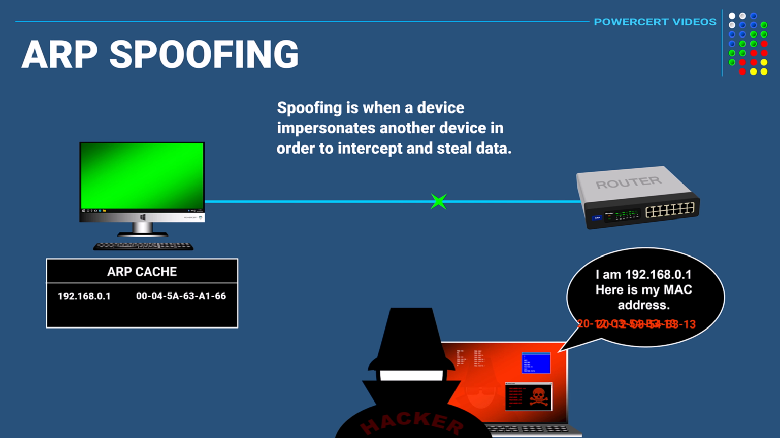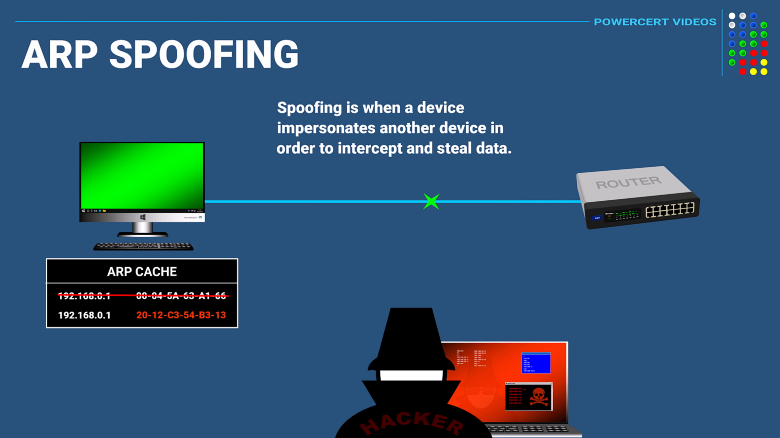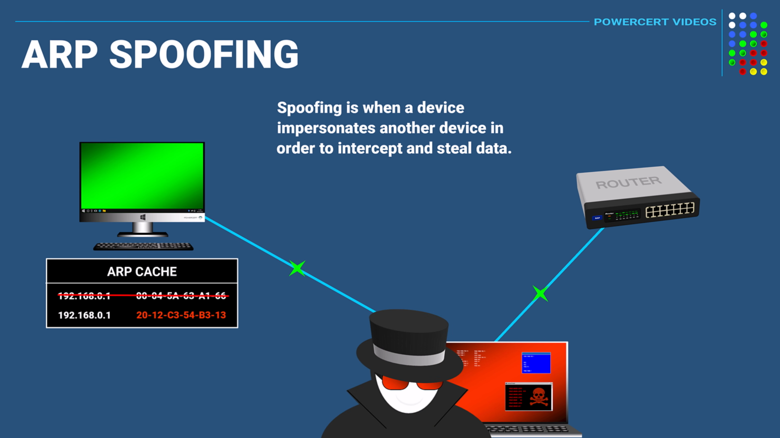And then the computer will receive the response and store the updated MAC address in its ARP cache, thinking that it's the MAC address of the router. But in reality, it's the MAC address of the hacker's computer. So now, whenever the computer wants to communicate with the router, it's actually communicating with the hacker's computer first, and then the hacker's computer will forward the data to the router. So the hacker is sitting in between both devices, and it can now see all the communication between the computer and the router. So this is known as ARP spoofing.